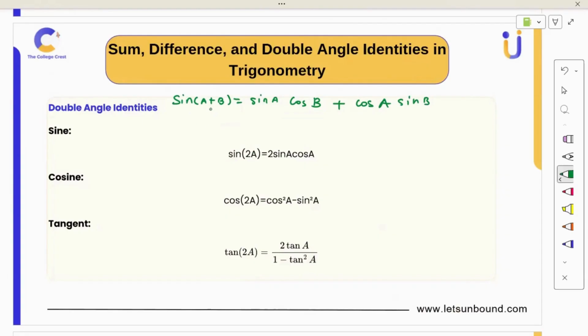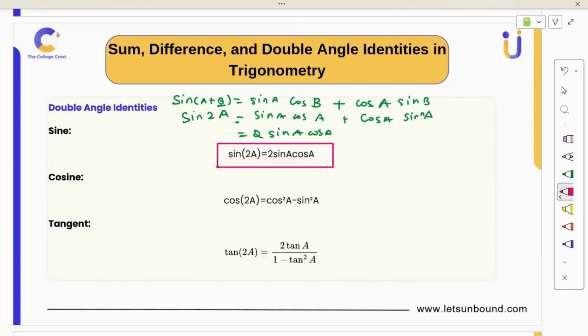You want sine 2A, means what? You will put B equal to A. Wherever B comes, you will put A. So what you got, sine 2A here? Sine A cos A and cos A sin A. So sine A cos A and cos A sin A, they are the same. You can just add them to get 2 sine A cos A. This is the way we can derive many formulas from the sum and difference. Sine 2A is 2 sine A cos A, right? And cos 2A, this is one of the main forms. Cos 2A is cos square A minus sin square A.